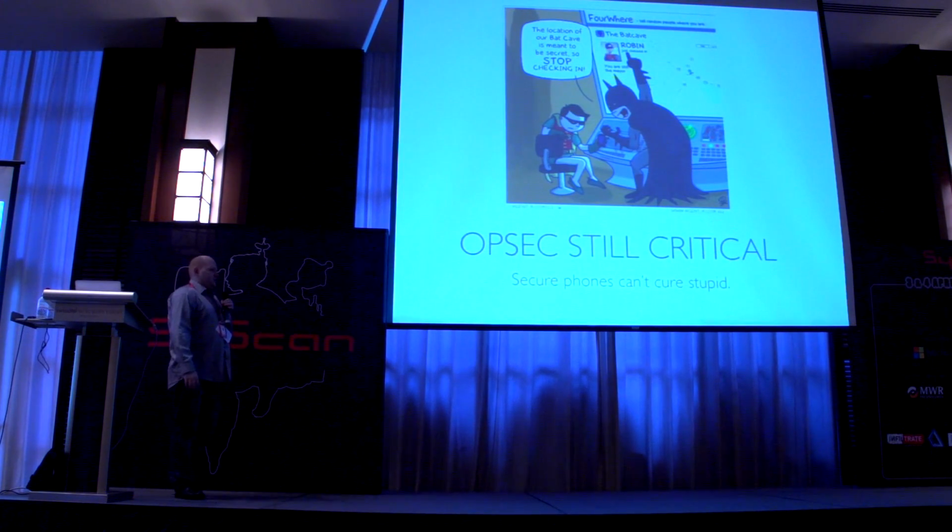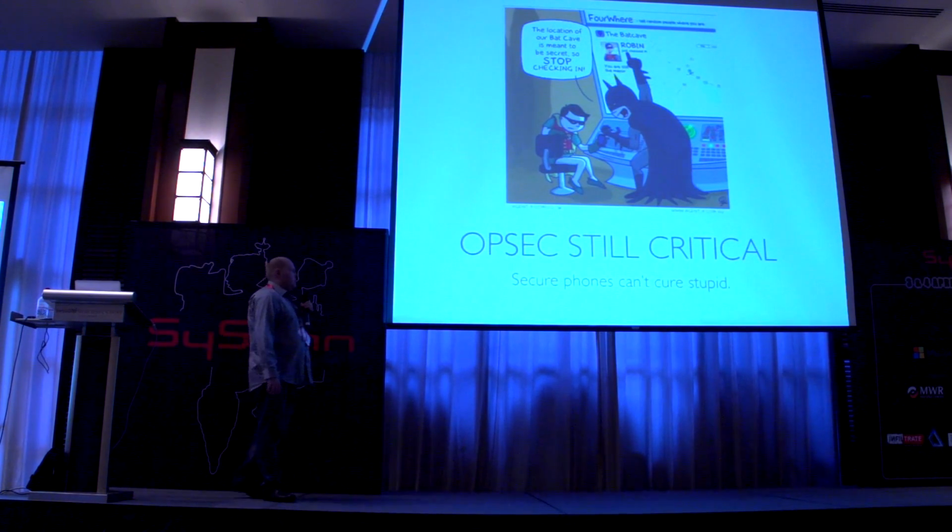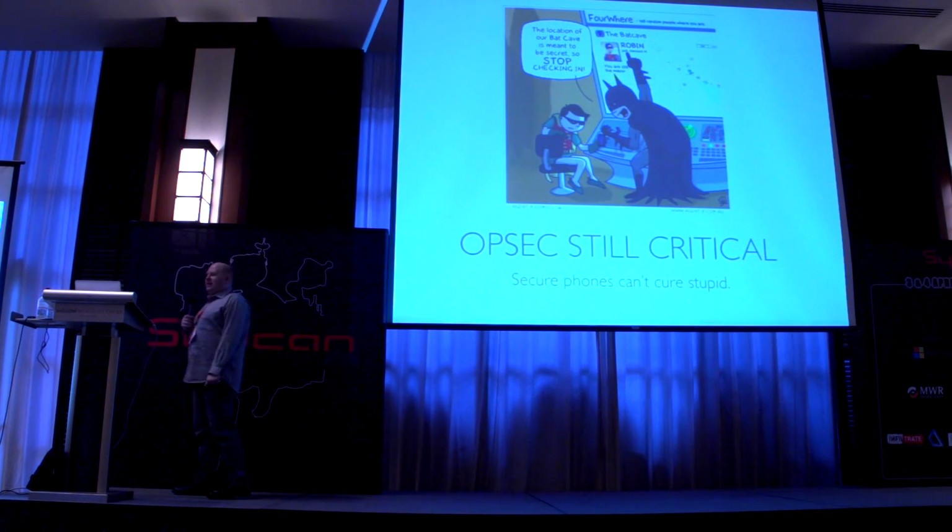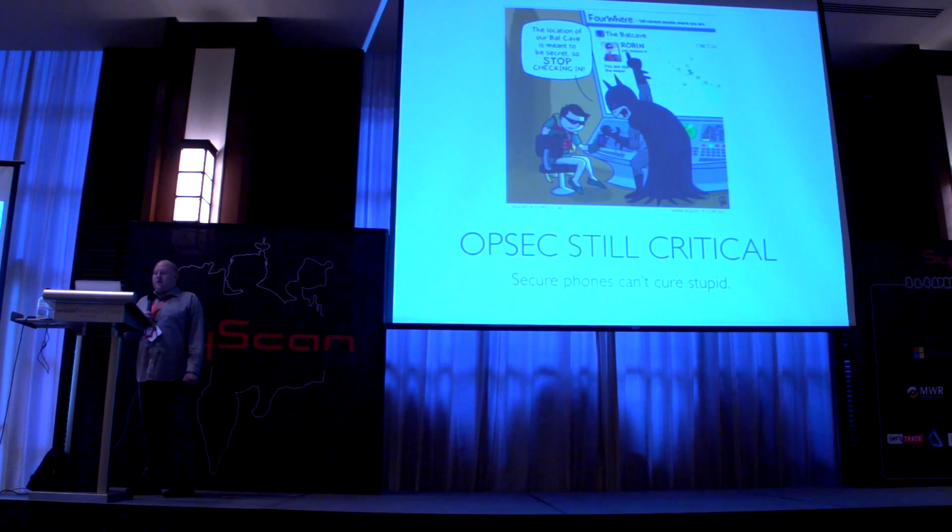Of course, you have to be smart as well. You need to employ your OPSEC, because even if you've got an encrypted phone, if you use it to tell people where you are, it's not going to help you. So yeah, secure phones can't cure stupid.